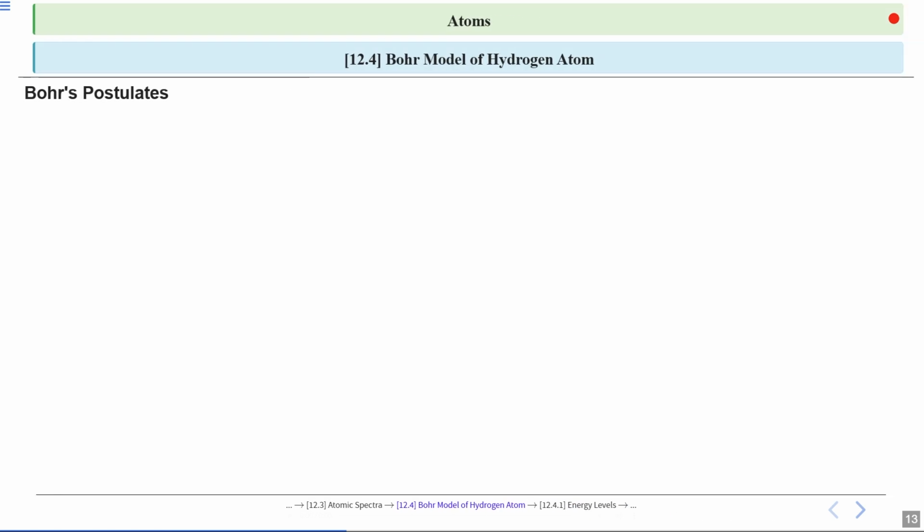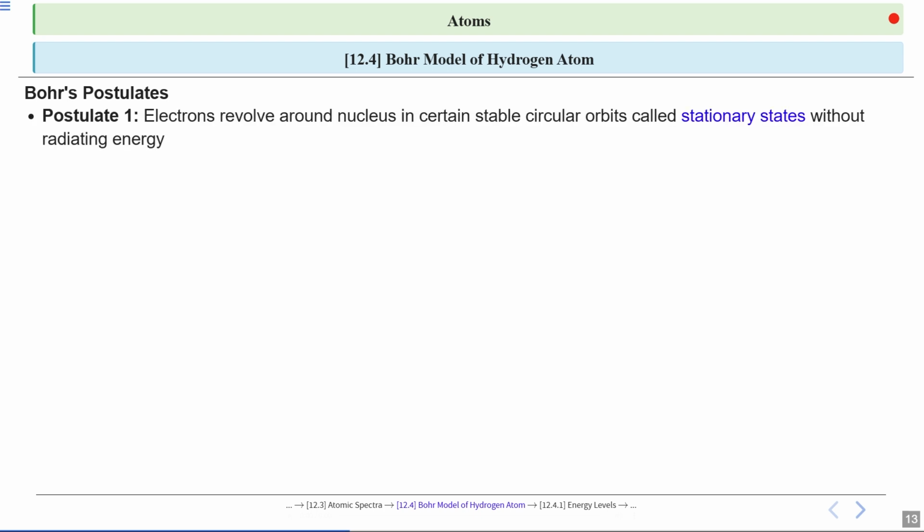So let's start by looking at Bohr's postulates, which are fundamental ideas about how electrons behave in atoms. These postulates were proposed by Niels Bohr to explain why atoms are stable and how they emit or absorb light. First, Bohr's postulate 1 tells us that electrons move around the nucleus in certain stable circular paths called stationary states. The key point here is that while in these orbits, electrons do not lose energy by radiation, which was a big mystery before Bohr's model.